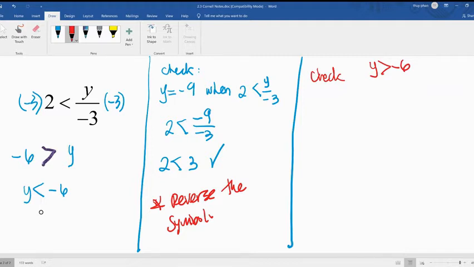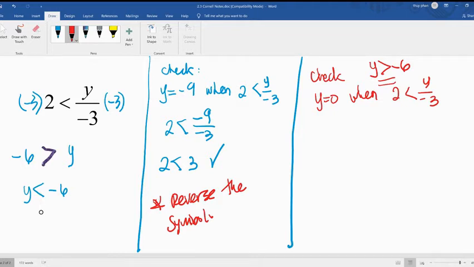When I do that, I'm going to go ahead and pick a number that's greater than negative 6 and plug it into the original inequality. So I'm going to say y is equal to 0 when 2 is less than y divided by negative 3. So remember, I didn't reverse the inequality, and I'm going to get that answer.